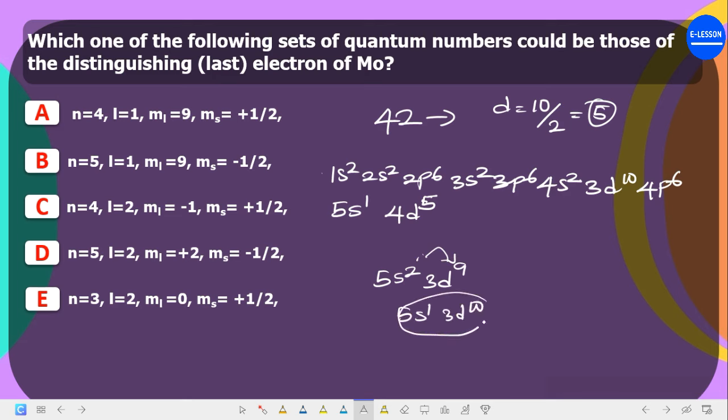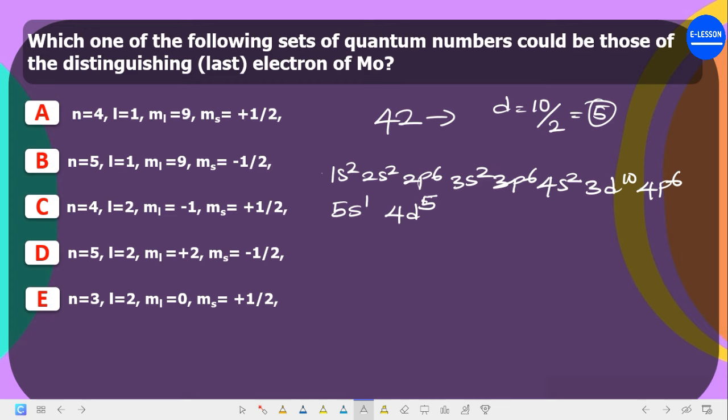So when it is almost half filled, like 4, you promote one electron to make it 5, so that it will be half filled. When it is almost fully filled, like 9, you promote one electron from the 5s to here to make it 10. So for all d orbitals, it follows the same rule. So these become 5s1 and 4d5.